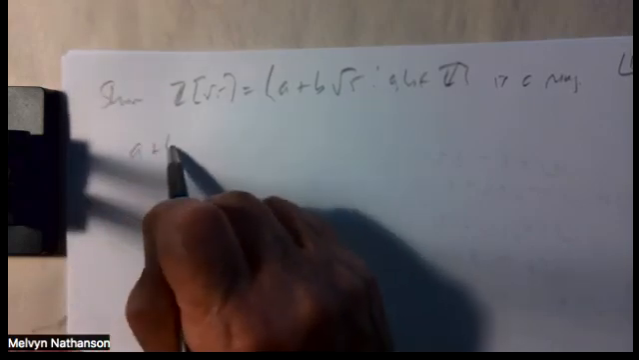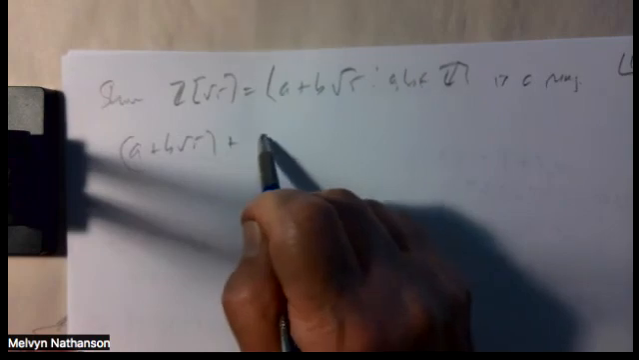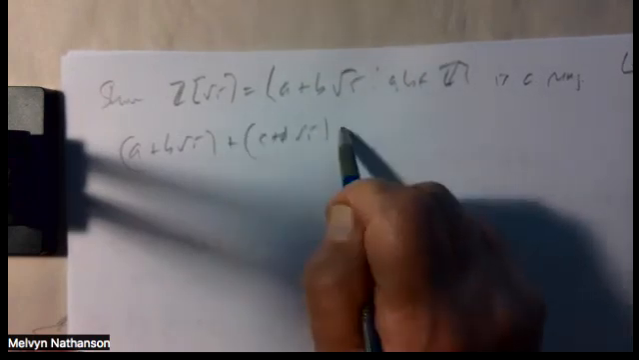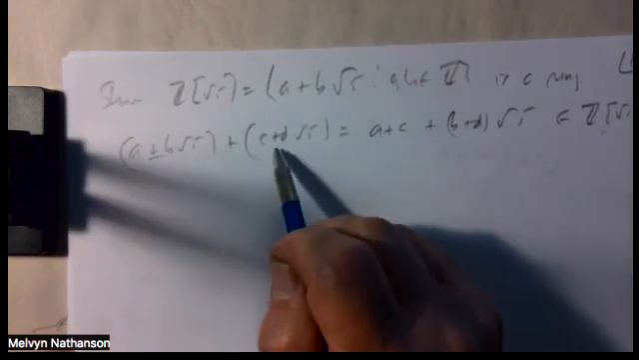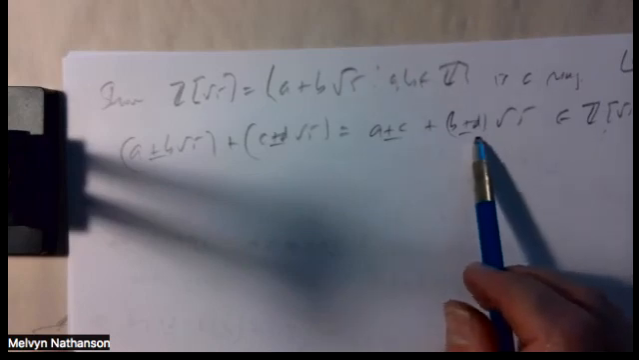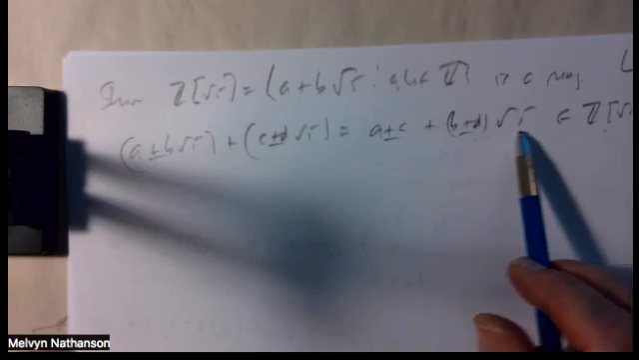So if you have a plus b root 5 plus c plus d root 5, that's easy enough. That's a plus c plus b plus d root 5. So this is still in Z squared brackets root 5. So this is closed under addition. And if I were subtracting, we'll just get these integers. A, B, C, and D are integers. So A plus or minus C and B plus or minus D are integers.